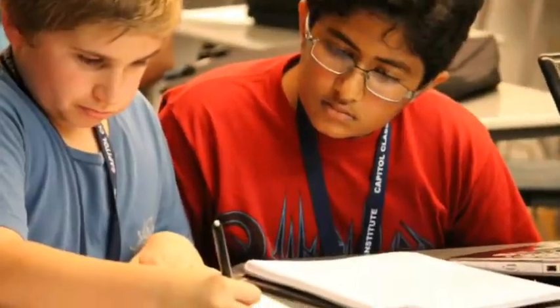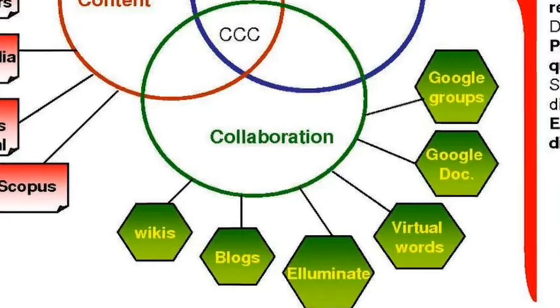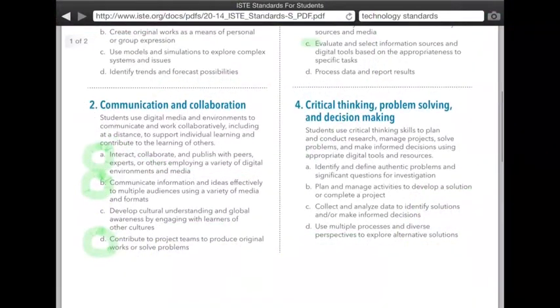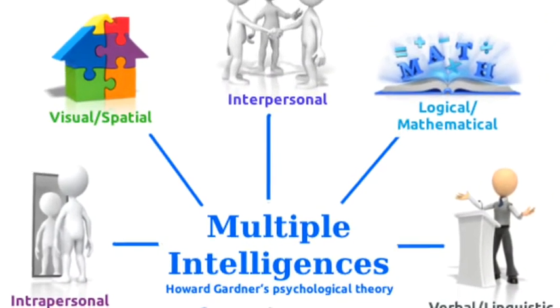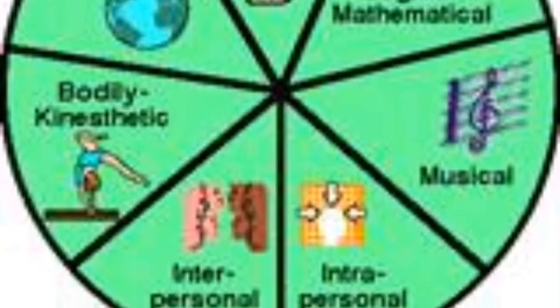Students will use critical thinking skills to plan and conduct research, manage projects, solve problems, and make informed decisions about using appropriate digital tools and resources. Using Gardner's multiple intelligence theory, each learner will be involved in a multiple intelligence activity.